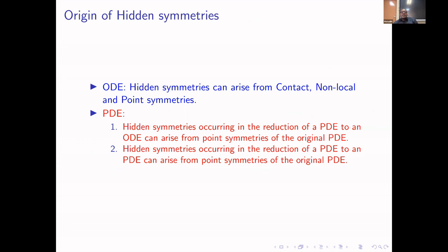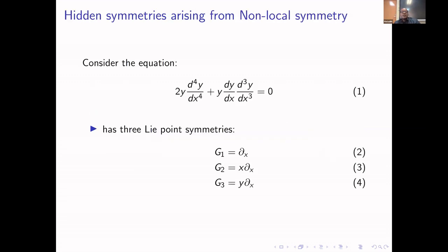In the case of ODE, the hidden symmetry can arise from a contact, a non-local, or a point symmetry. And for PDE, remember, for reducing a PDE to an ODE, the origin will be a point symmetry. We define the point symmetry. And for reducing a PDE to another PDE, the origin can also be a point symmetry. I know there are many researchers investigating more than that. I'm not saying that it's only point symmetry, it can be non-local, it depends on the research you are doing.